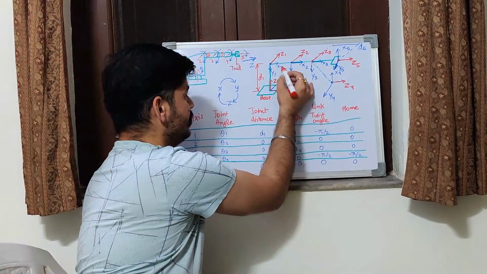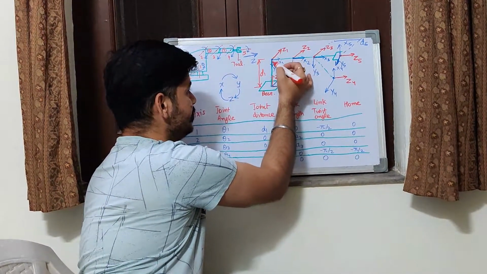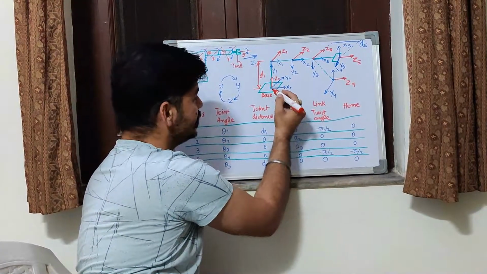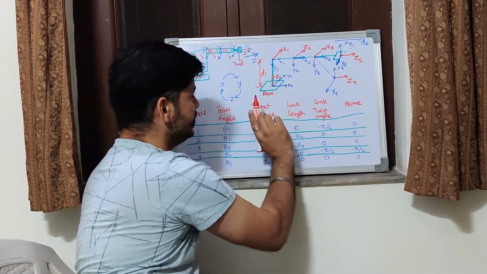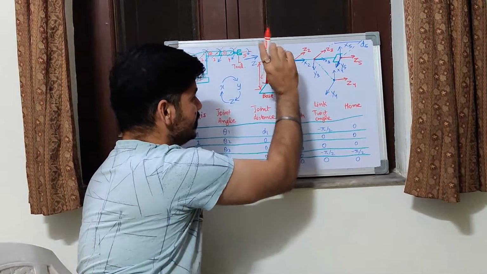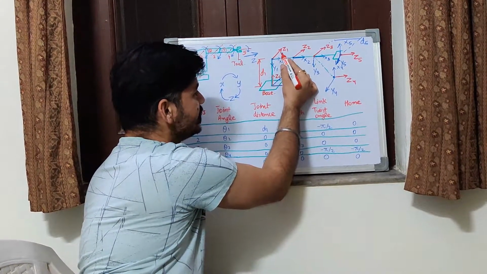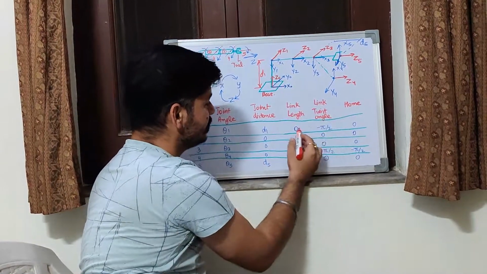Okay? So along the x-axis, is there any distance between z1 and z2? These are orthonormal to each other. One is pointing inside and another one is pointing vertically upward. So along x1 there is no distance between z1 and z0, so it is 0.